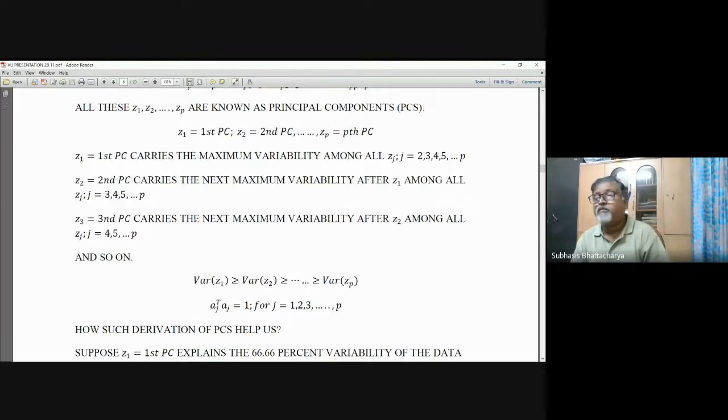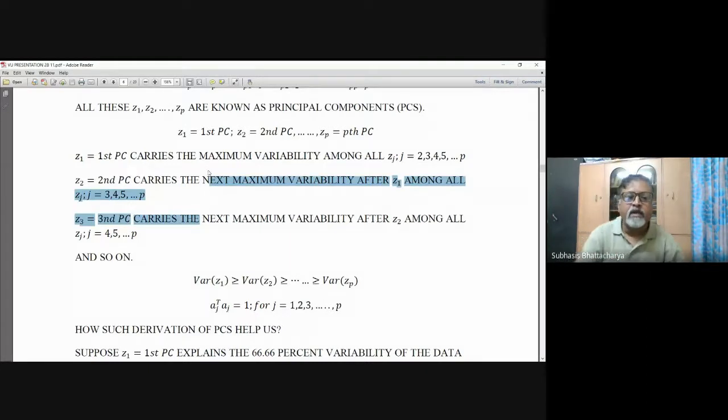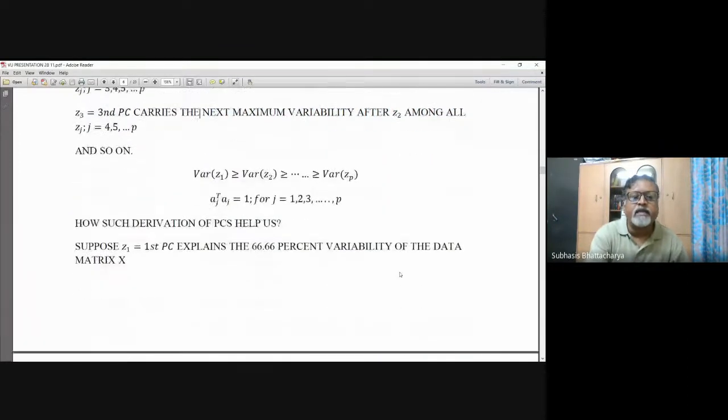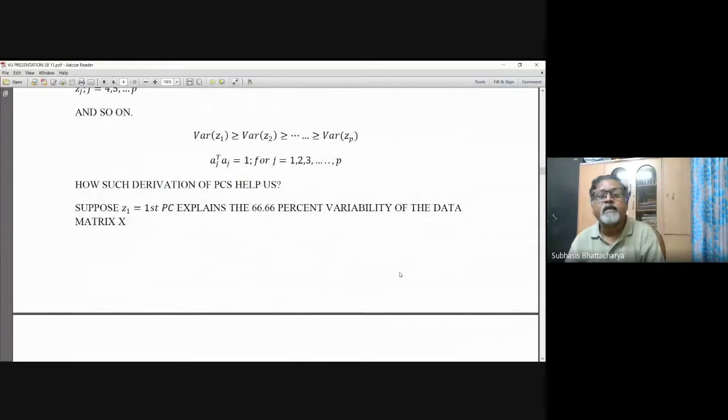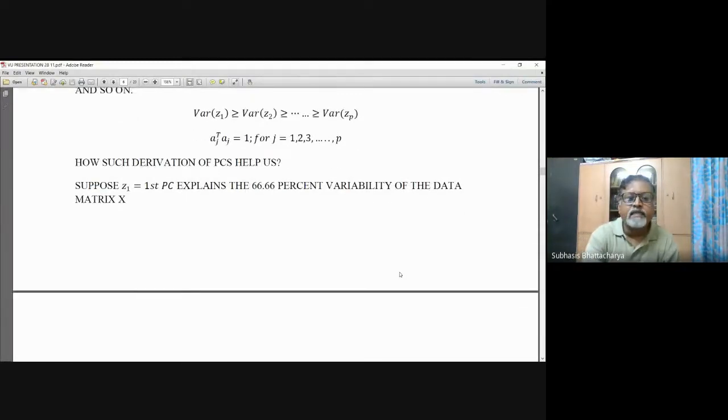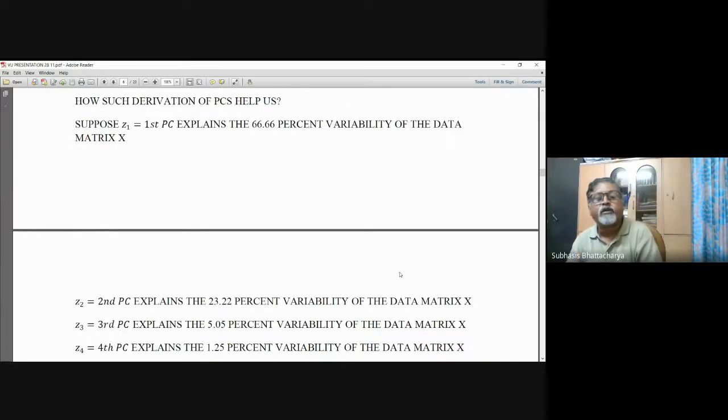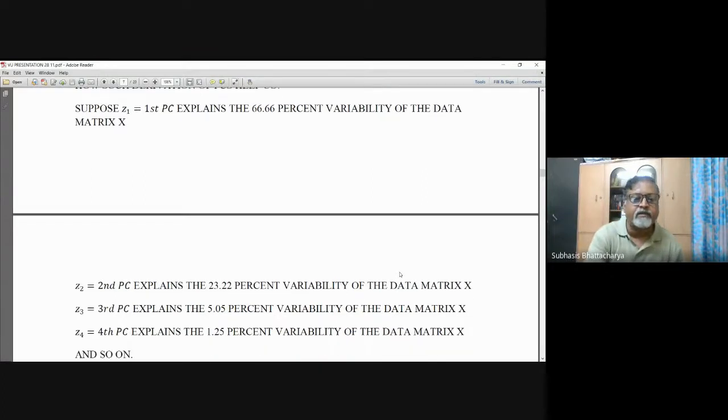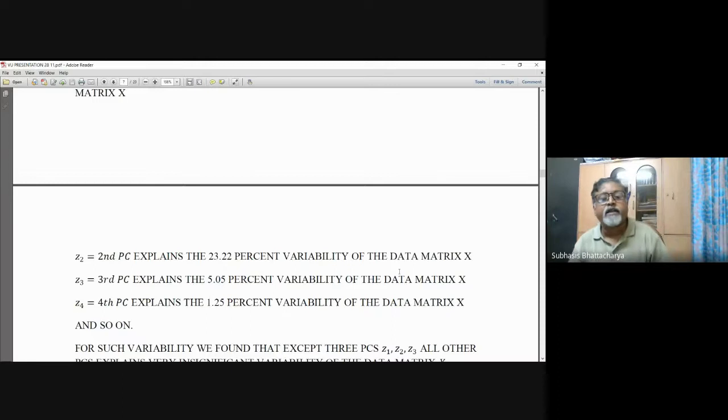So this is an important thing. This is actually how the PCA derives. For example, I am given the earlier example. Suppose in our example, Z1 is the first principal component, which explains, suppose, 66% variability of the data matrix. Z2 is the second principal component, which explains, suppose, 23.22% variability of the data matrix. Z3 explains 5.05% variability of the data matrix. Z4 is the fourth principal component, which explains 1%.